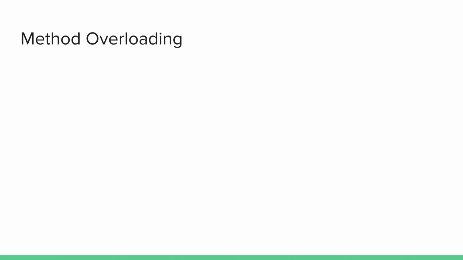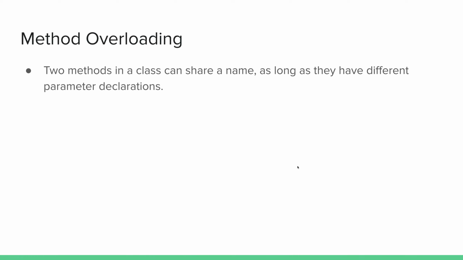Next, we're going to talk about method overloading. Method overloading is an important concept in the Java programming language, as in object-oriented programming. So what is method overloading? Two methods in a class can share a name as long as they have different parameter declarations.